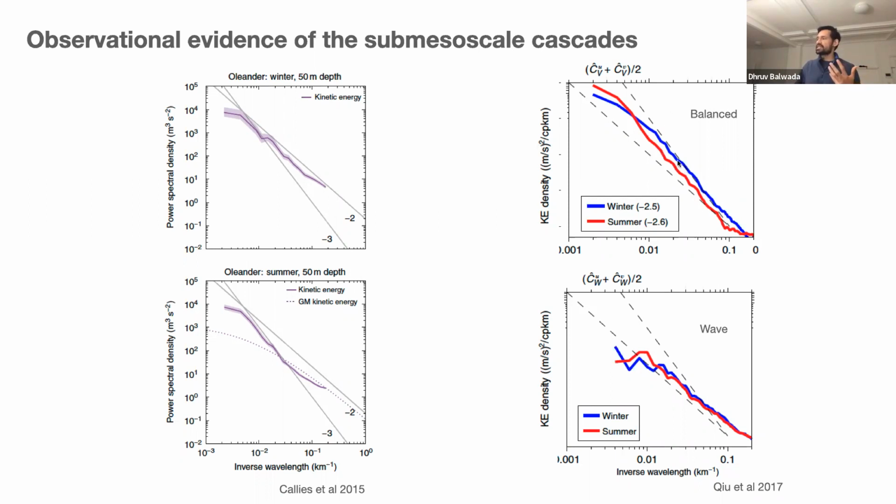What they're seeing is that when you look at the balanced kinetic energy, there is more of it in winter, which is the blue line, than in summer. While the wave component does not change very much between the two seasons. This is a very interesting confirmation, and it's starting to give us clues of what's happening at scales smaller than what Scott and Wang observed. We're seeing this nice seasonality. So what's going on over here?